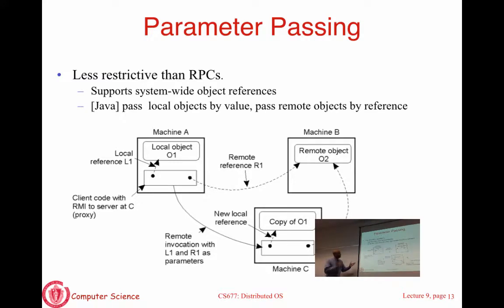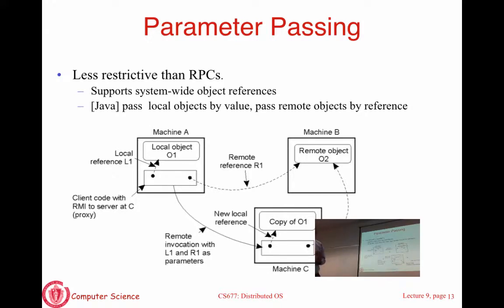So here is a picture. It looks a little complicated, but it's not. Here we have three machines: machine A, machine B, machine C. Machine B has a remote object O2. Machine A has a local object O1, and this is where the client code is running. We'll assume that machine A is making an RMI call to machine C. And in that RMI call, you are going to pass two objects, O1 and O2, as parameters.